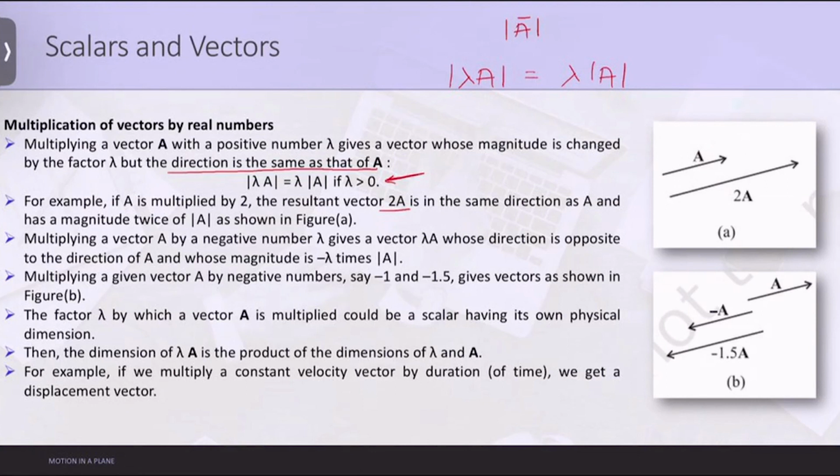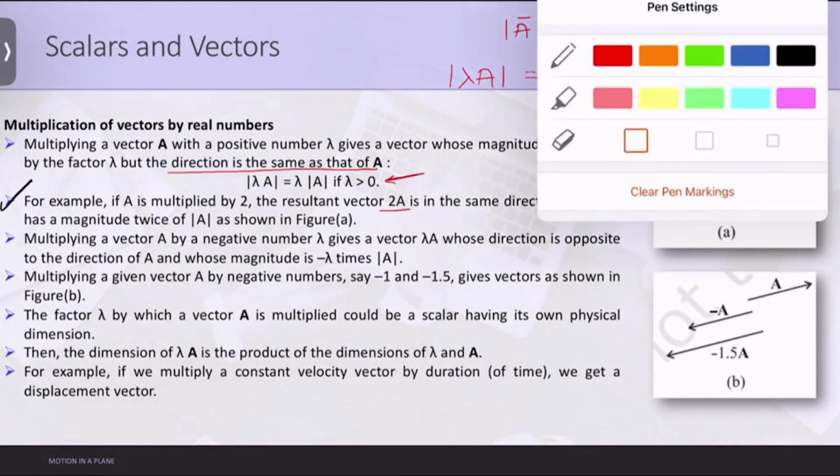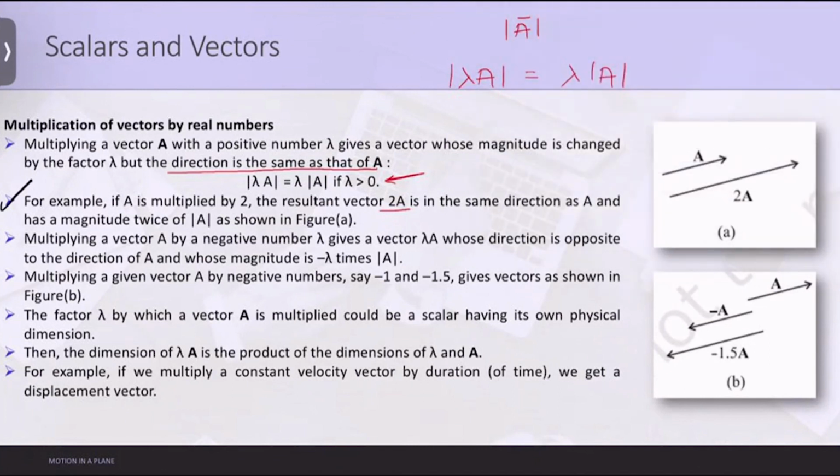Okay, so that thing is also explained, which is shown in figure a. Next point says that multiplying a vector a by a negative number lambda gives the vector lambda a whose direction is opposite to the direction of a, but whose magnitude is minus lambda times mod a. So now, let us take some vector a and multiply it by the number -1. The length would be the same, because -1 into magnitude gives you the same length, right? But the direction would reverse.